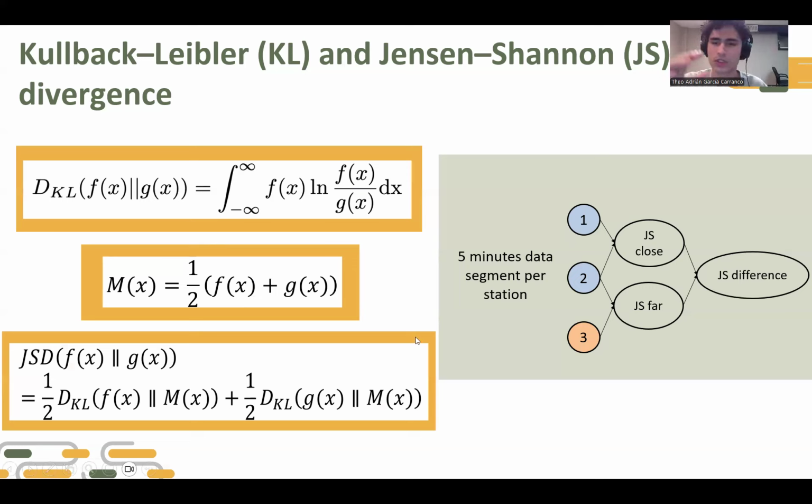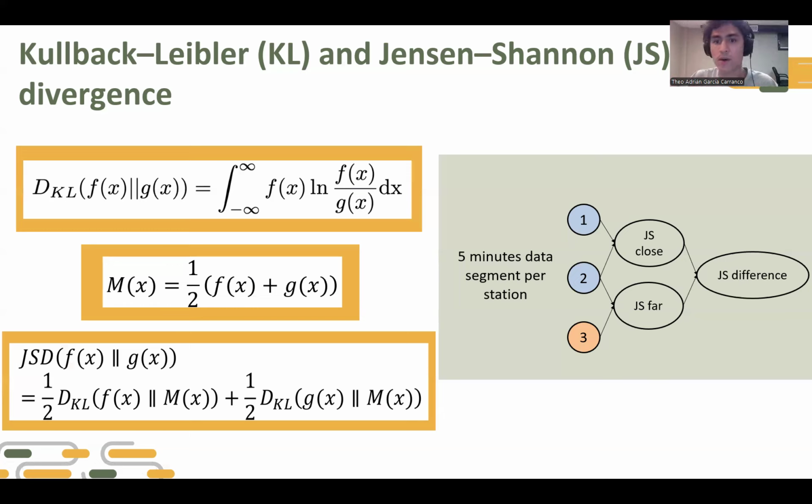So the methodology itself is: we grab the close-by pair and we get the Jensen-Shannon divergence of those two Earth responses. So from two Earth responses, we get a single numerical value. Then we grab one of the stations in the close-by pair and the farthest station, and we do the same. We have also a number, the Jensen-Shannon divergence of those two. If we compare these two numbers, if we do the subtraction, we get a single one. That number describes basically how different the Earth responses are in those three stations.